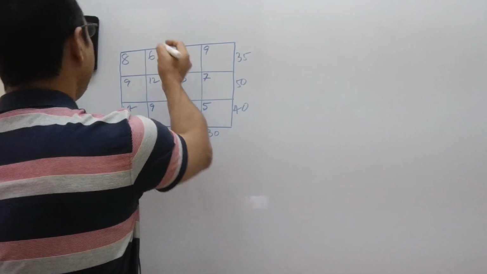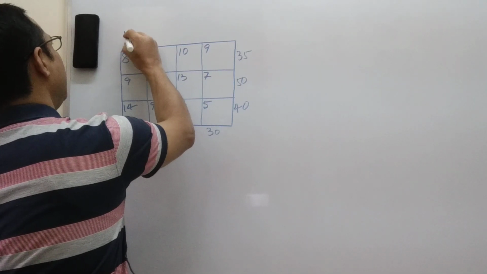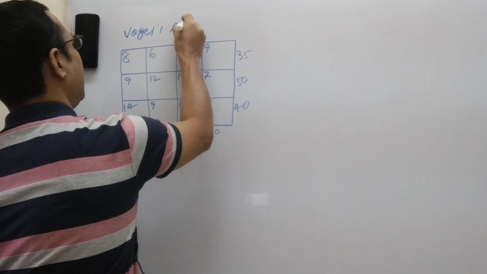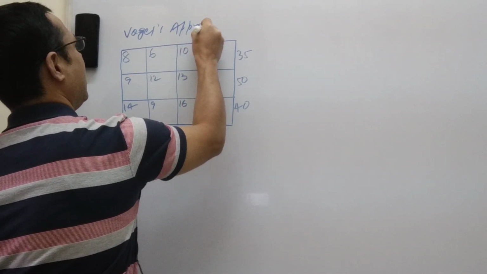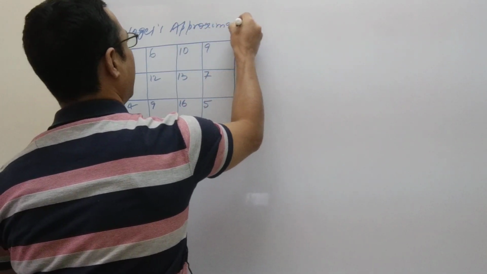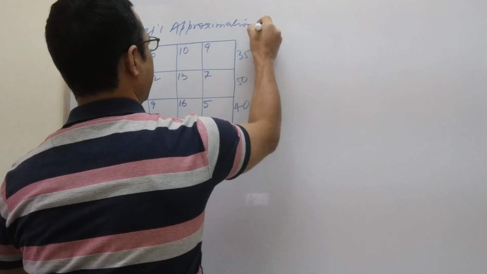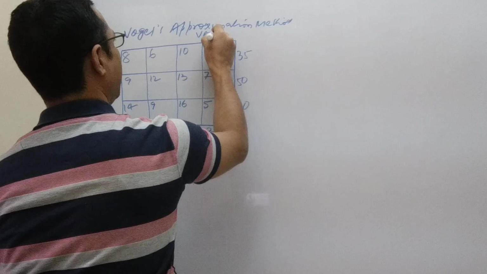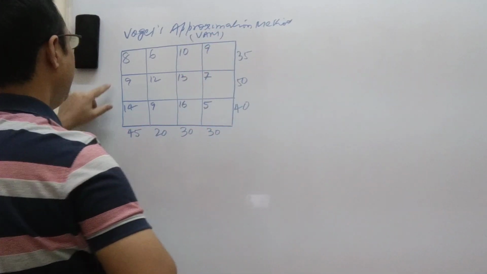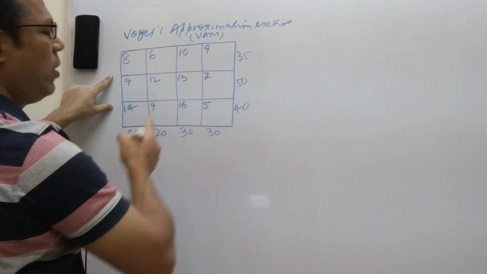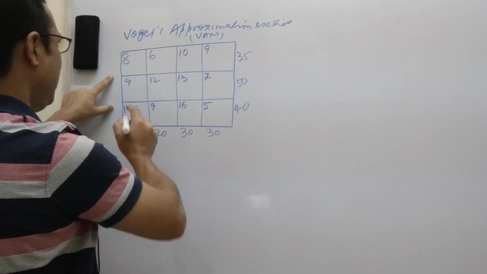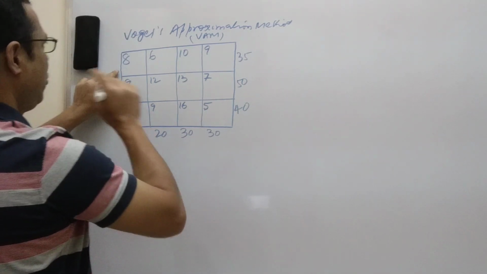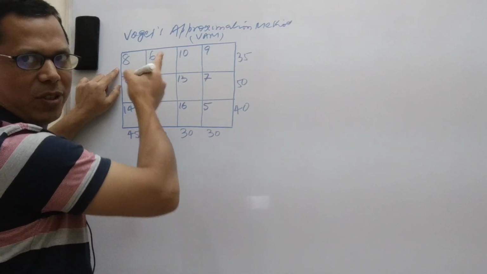So now I am going to first apply Vogel's approximation method, VAM for short. I am going to apply Vogel's approximation for getting the initial basic feasible solution. I am moving fast because it is already covered, so just be confident and try to understand.